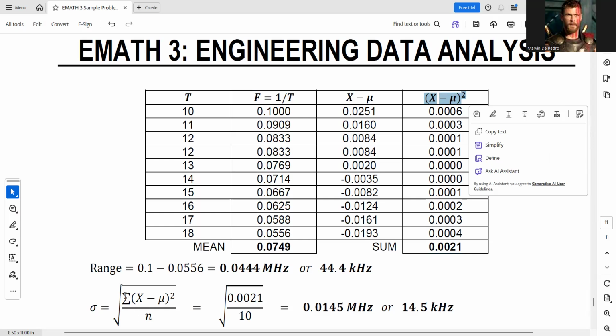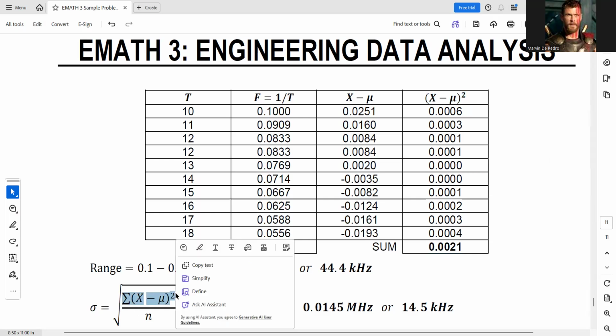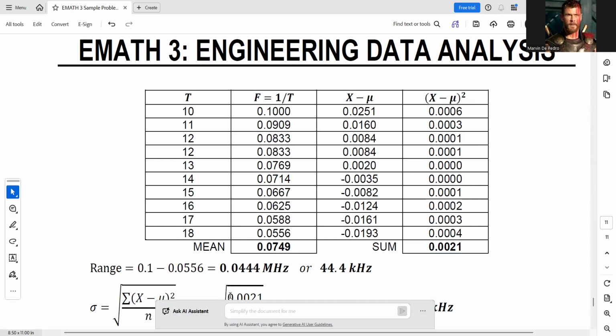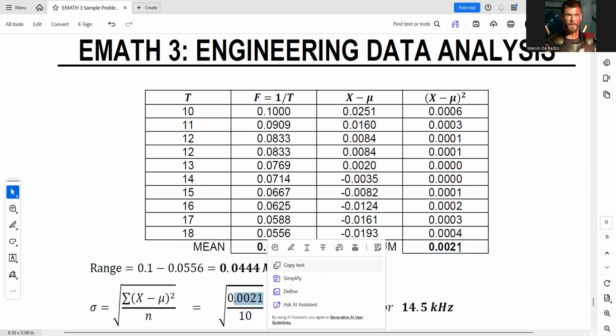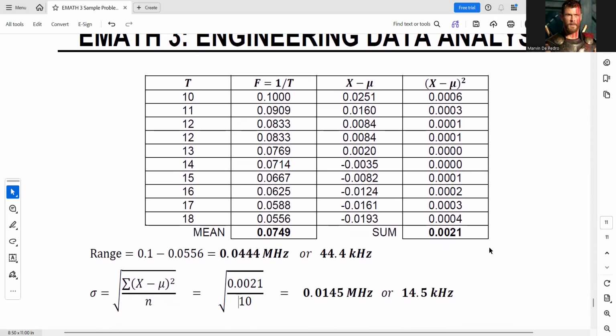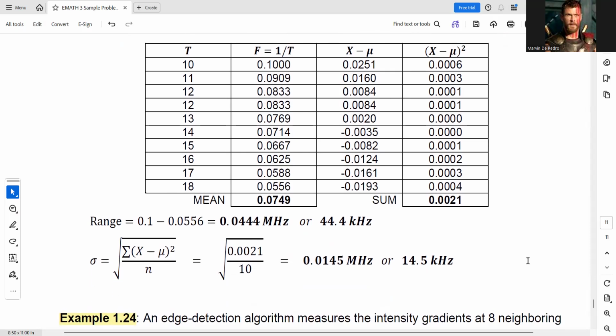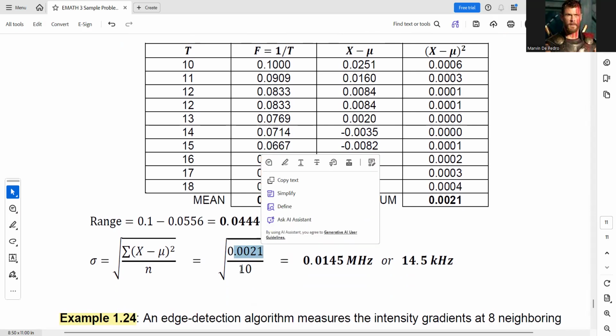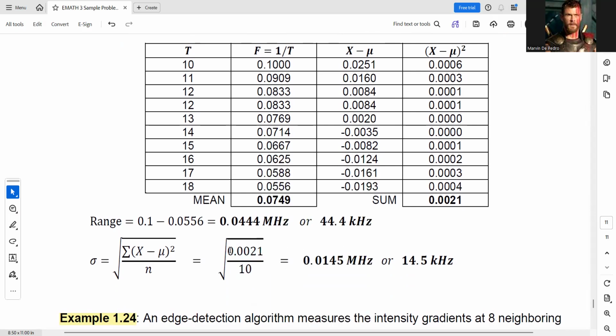So we substitute that to this one, right? So we substitute, now we have 0.0021. And by the way, we consider this also as a population, that's why we don't have a minus 1 at the denominator. So we now substitute and then divide by 10, and then you take the square root.